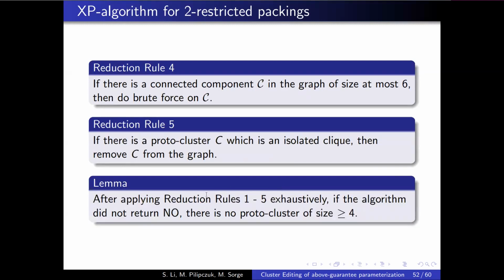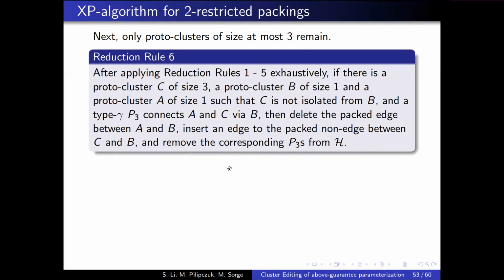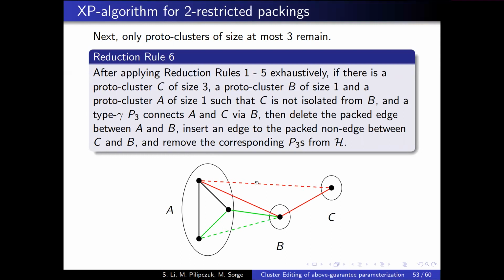This lemma says that after applying reduction rules 1 to 5 exhaustively, if the algorithm did not return no, then there is no protocluster of size at least 4. So next, only protoclusters of size at most 3 remain. We have reduction rule 6 to deal with the case in which there is a protocluster of size exactly 3. This is an example. Here, A is a protocluster of size 3. B and C are protoclusters of size 1. Here, we delete this edge here, and we insert this edge. Then we remove the P3s from the packing.